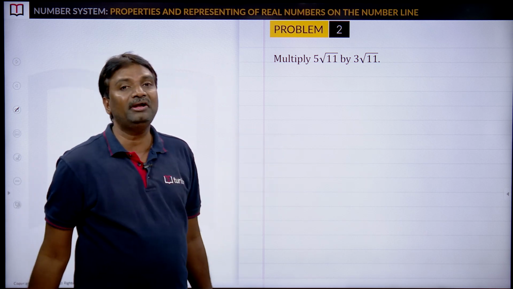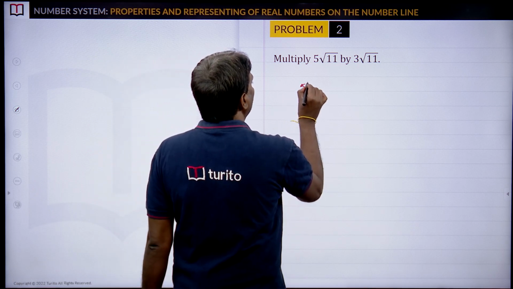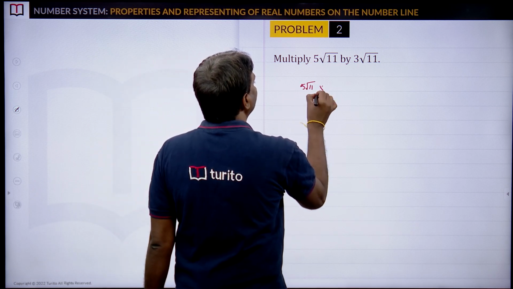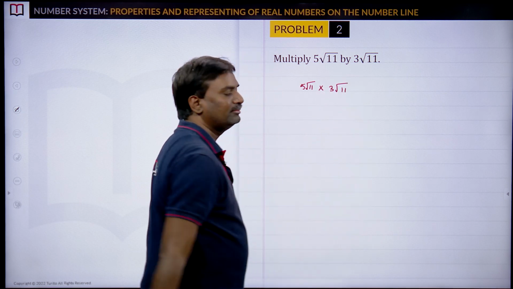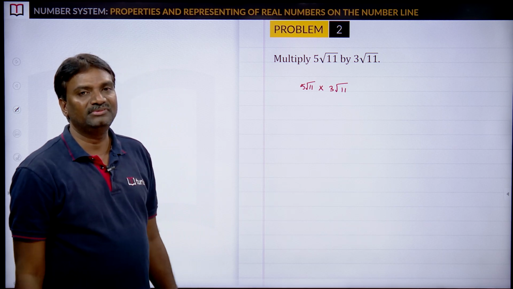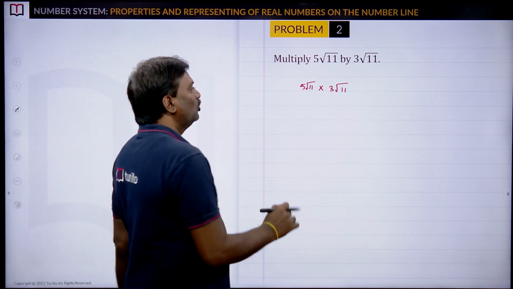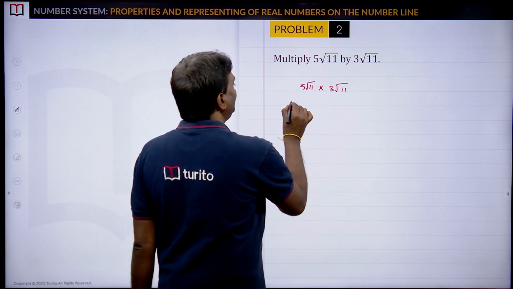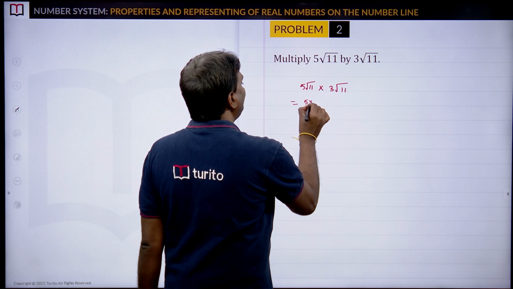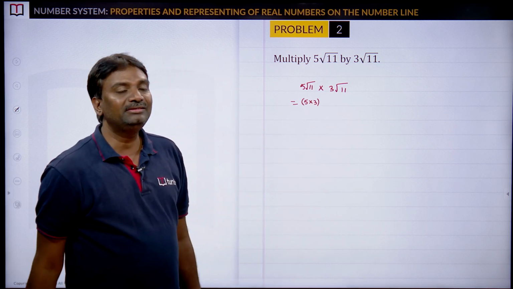Next one, multiply 5 root 11 by 3 root 11. Multiplication is nothing but into. So, take the first number, 5 root 11, into the second number, 3 root 11. Clearly we can say they are similar numbers because root 11 is common. Taking the numbers 5 and 3, these are rational numbers, but root 11 is an irrational number.